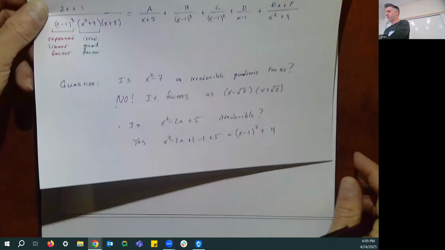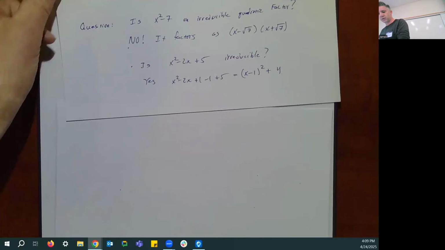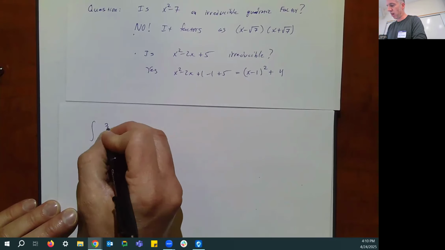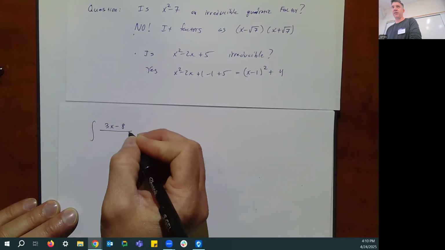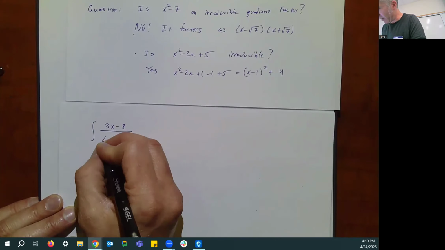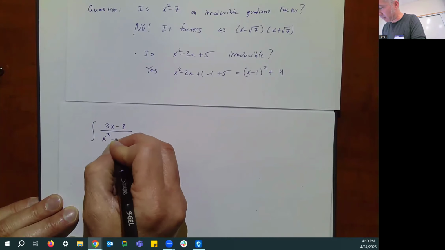Okay, back to the actual thing we're doing. Sorry, I got kind of on a tangent there. So let's look at something more reasonable, more rational. Funny, right? Because it's a rational function. Or not: (3x minus 8) over (x cubed minus 4x squared).